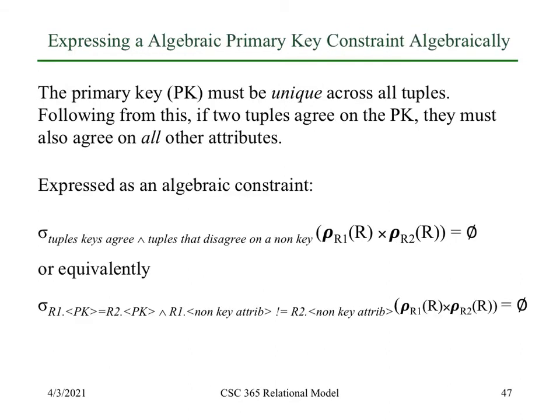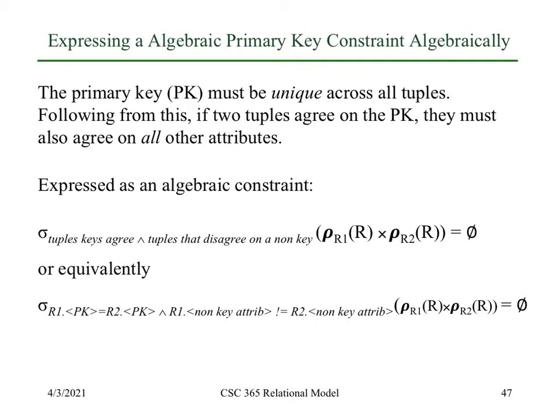Primary key is a little more difficult to express. Remember, what it means is it has to be unique across all the tuples. So you can't have any duplicates of the primary key, just like you can't have two duplicates of the tuple.